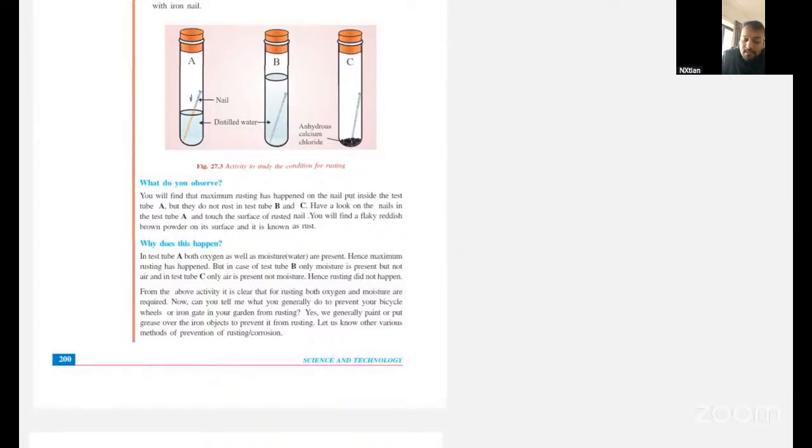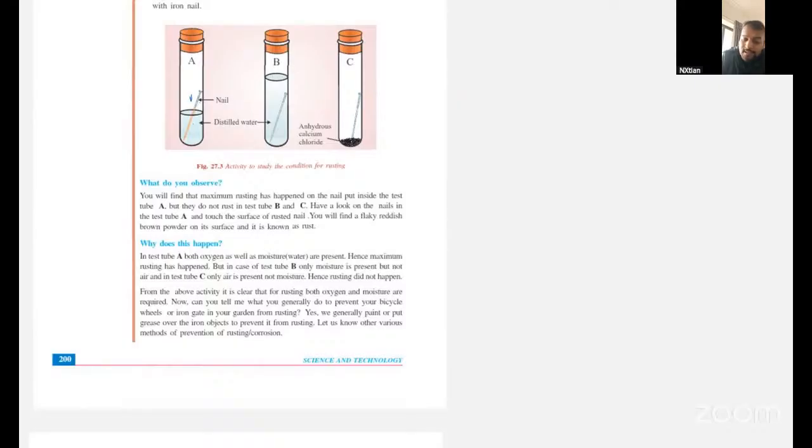Now B part, water and oxygen are both needed to make rust, right? Okay. In B, where the iron nail is fully immersed in water, it is not rusting, or it is rusting a very little bit. Why? Because only water is there. There is no air in it.